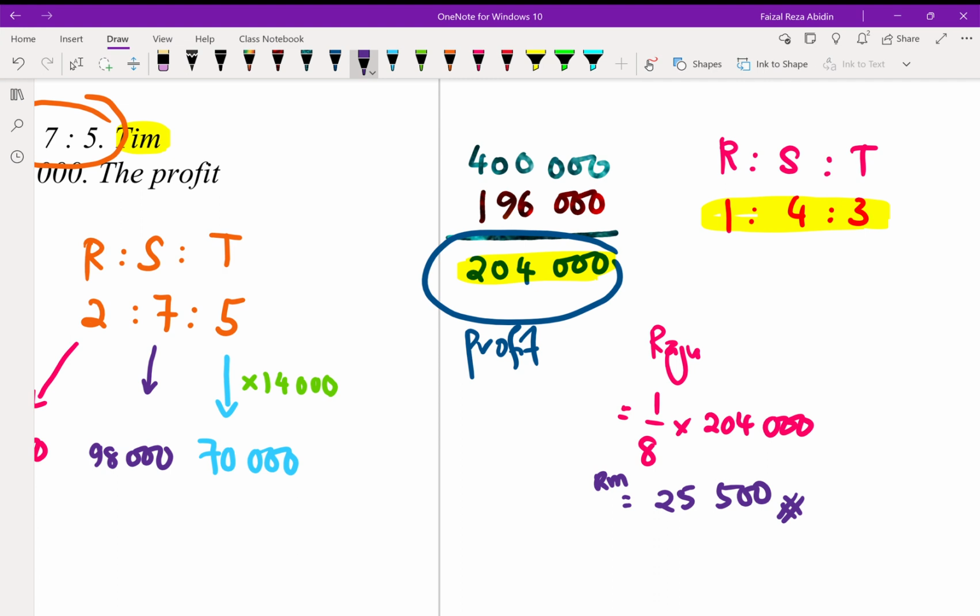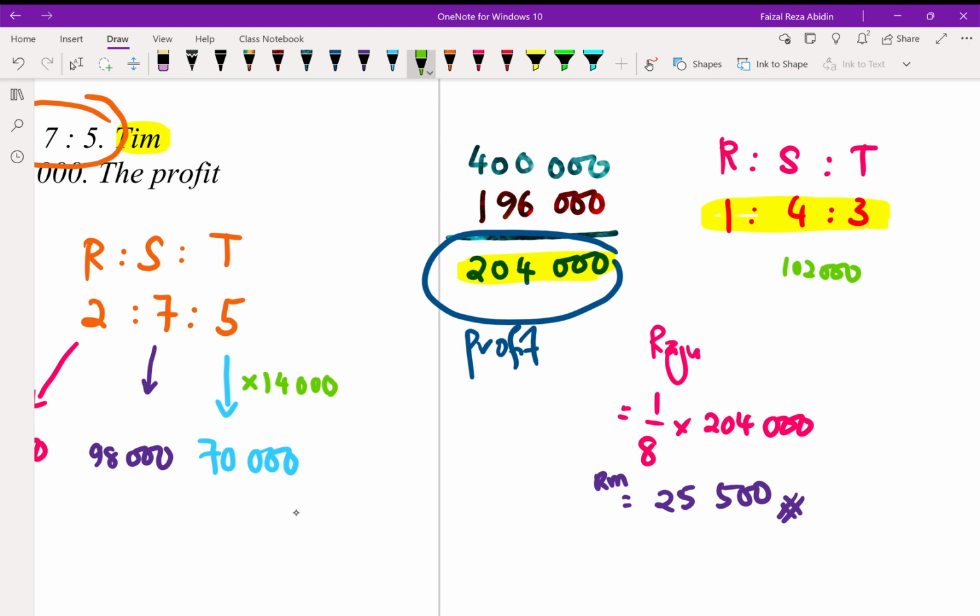Okay. You can check. Okay, girls, you can check. Find for me Salim by using your calculator lah. 4 over 8 times 204,000. Salim berapa? 102,000 for Salim, isn't it?